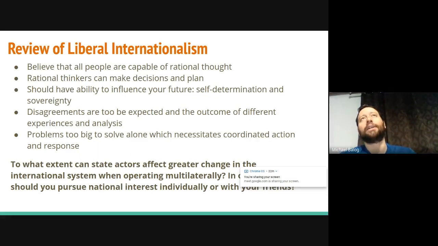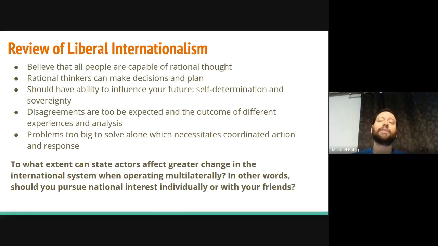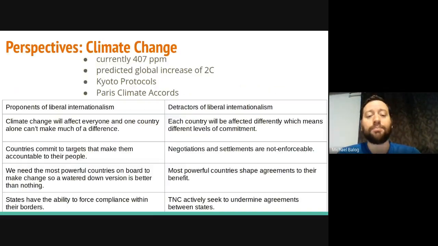And so the question that we have for you today is: can countries have greater influence over the world acting alone or in concert with other nations? In other words, should an individual country like Canada pursue our national interests individually, or should we go with our friends? Should we act unilaterally, or should we act multilaterally? And that's what we want to think about here today. So let's take a look at a couple of different issues, and then we'll talk about the ideology, and we'll talk about different perspectives on how you create change, right?